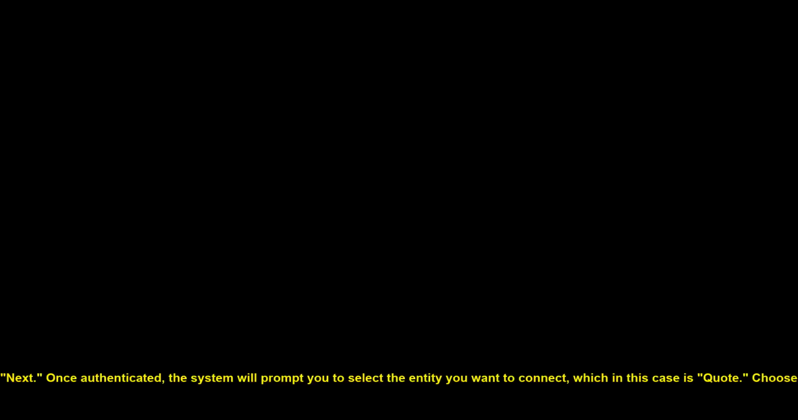You will then be asked to provide credentials for accessing SharePoint. Enter the necessary credentials and click Next. Once authenticated, the system will prompt you to select the entity you want to connect. After selecting the entity, click on Next to continue.